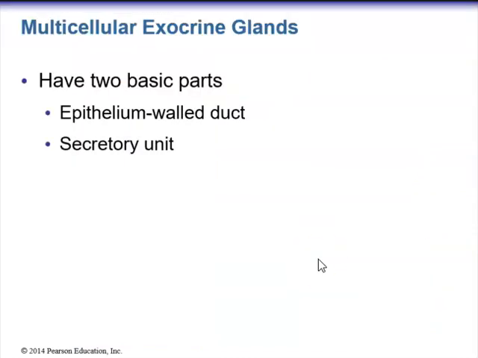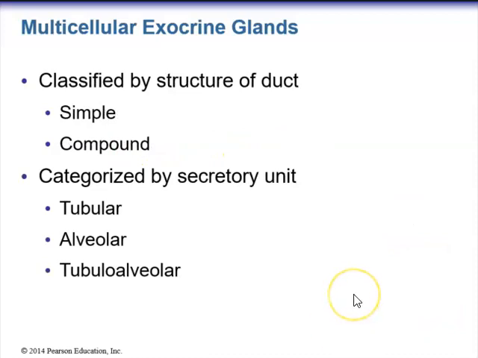Multicellular exocrine glands have two basic parts. They have an epithelium-walled duct, and they have a secretory unit. We can classify multicellular exocrine glands by the structure of the duct. We can classify them as either simple or compound. Simple exocrine glands do not have any branching, whereas compound exocrine glands do have branches coming off of the tubes.